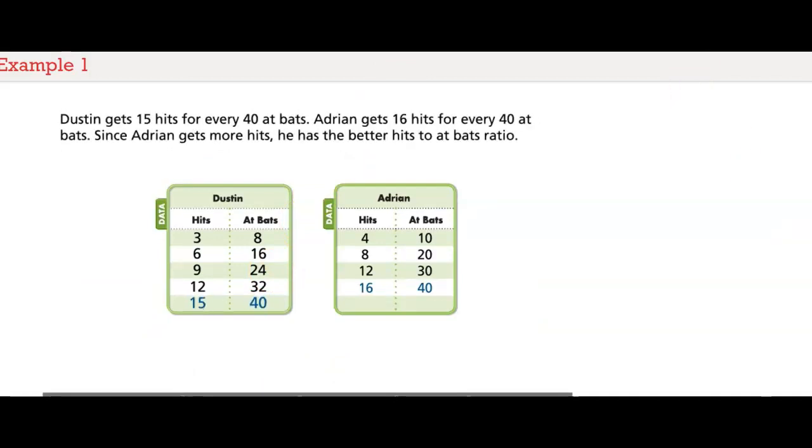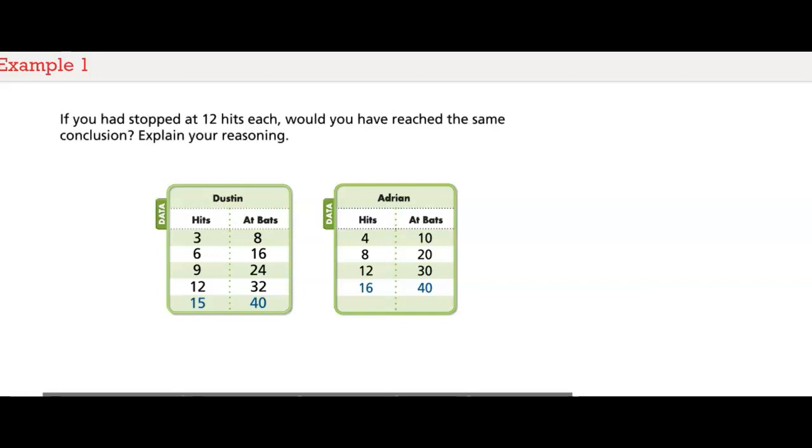Dustin gets 15 hits for every 40 at-bats. Adrian gets 16 hits for every 40 at-bats. Since Adrian gets more hits, he has the better hits to at-bats ratio. If you had stopped at 12 hits each, would you have reached the same conclusion? Explain your reasoning.